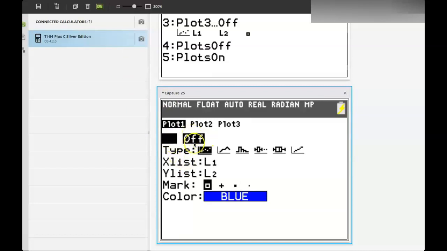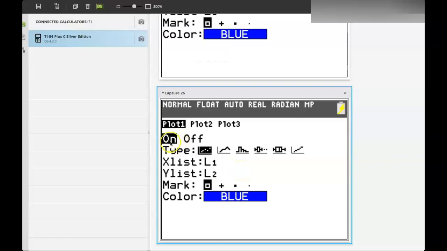Here is off, and we should choose that one. Here is on, we're choosing that one. Now we have on, and I want the scatter diagram, choosing the first one. Here we have L1, L2, so that is correct. I'm choosing the first one here, so I can use that one to graph. The color doesn't matter because we only have one group.